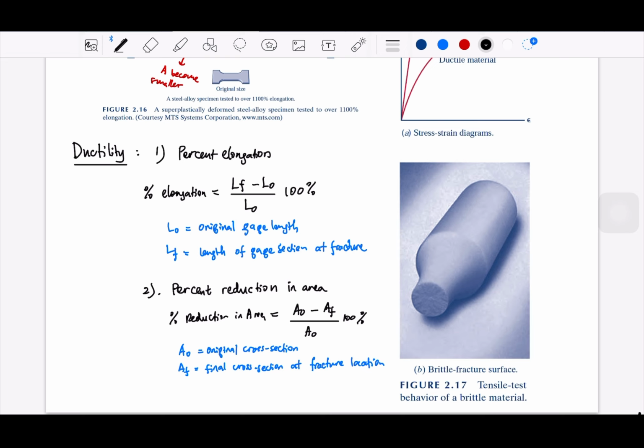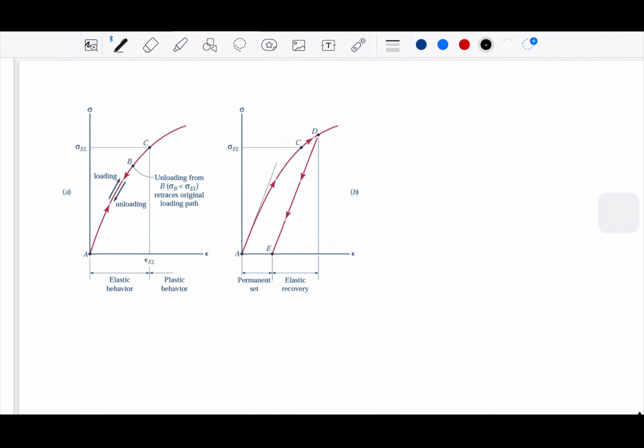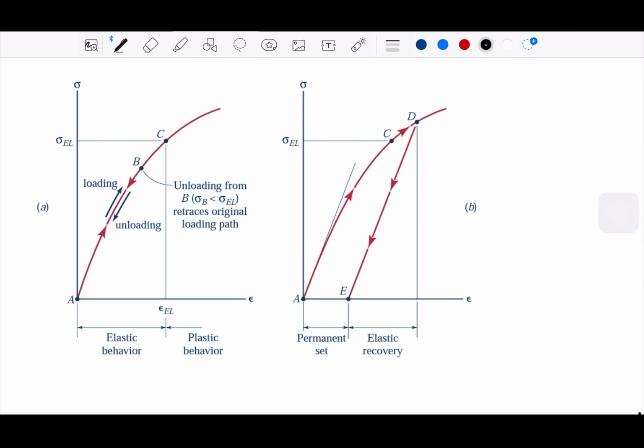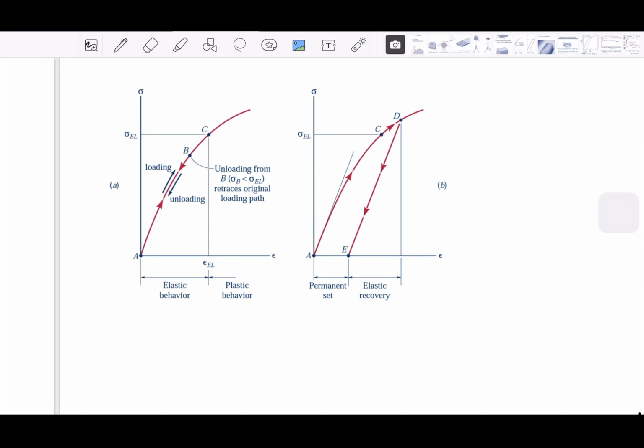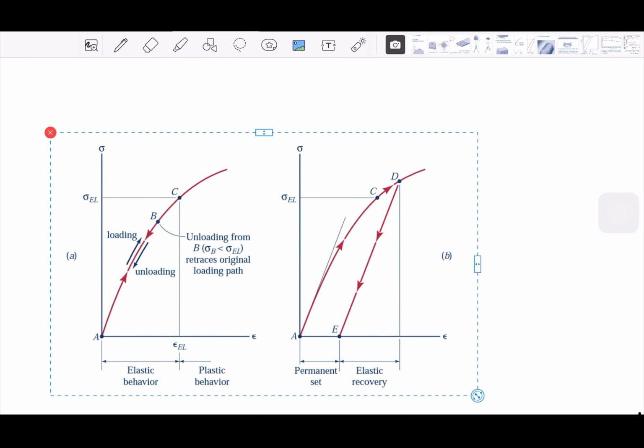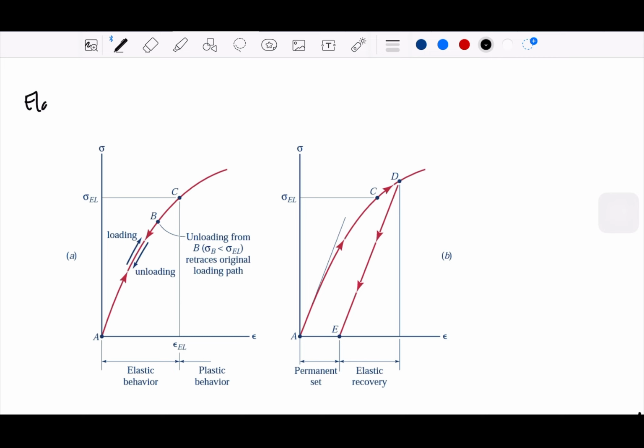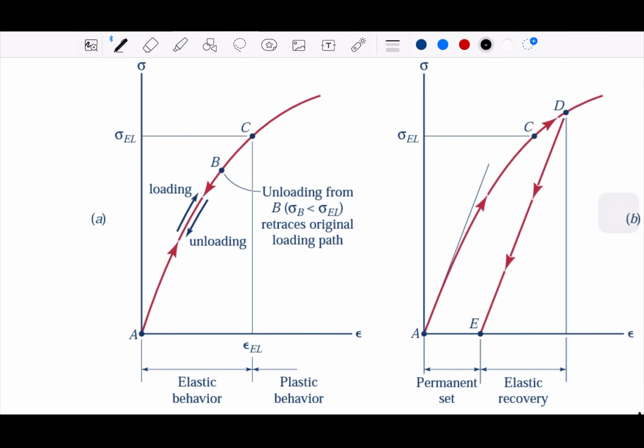Perhaps one more section about material properties is elasticity and plasticity. Imagine that we have these two pictures: elasticity and plasticity. Now let's say we start from the left picture, where we have points A, B, C on the curve.